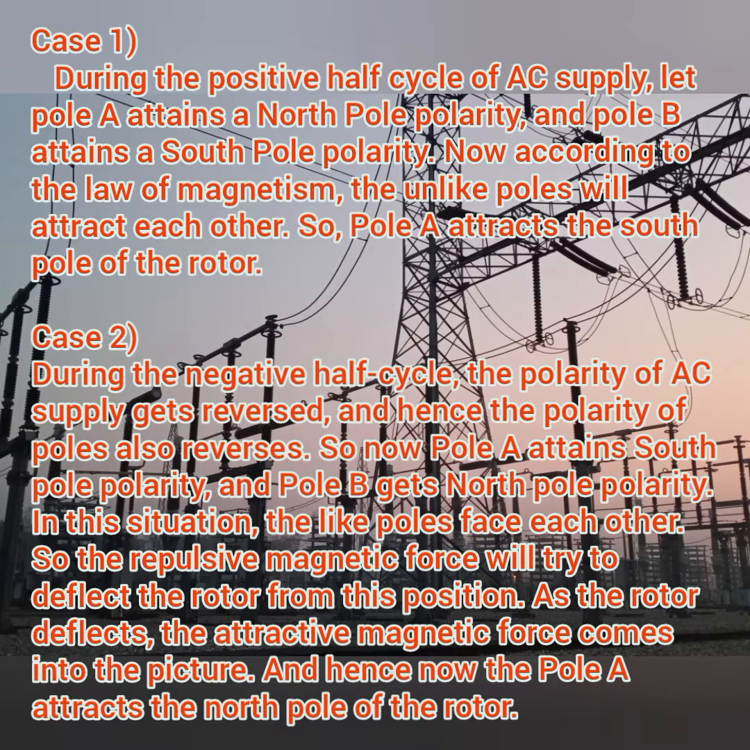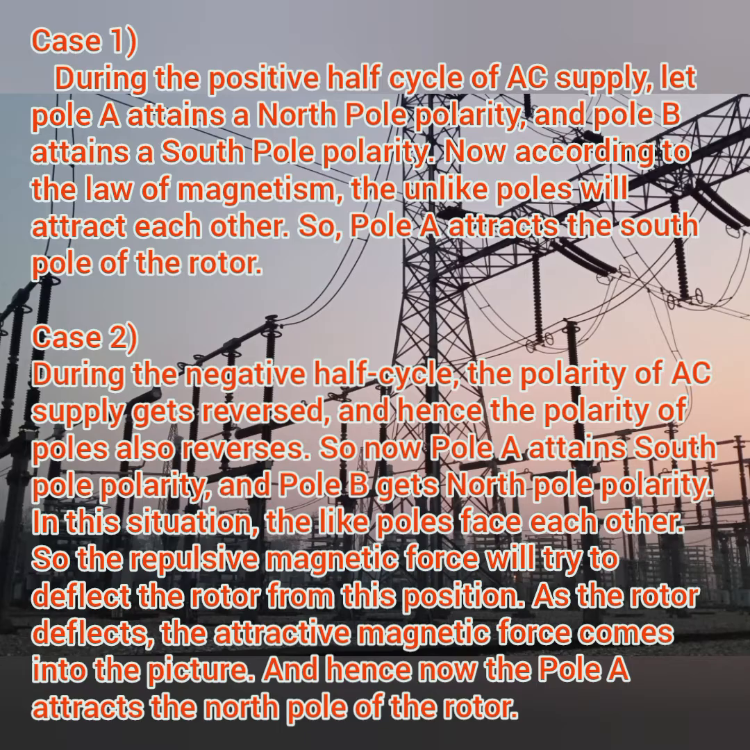During the positive half of the cycle, pole A attains north pole polarity and pole B attains south pole polarity. Now, according to the law of magnetism, unlike poles, which means north and south poles, will get attracted, so pole A attracts the south pole of the rotor. This is how the rotation starts.